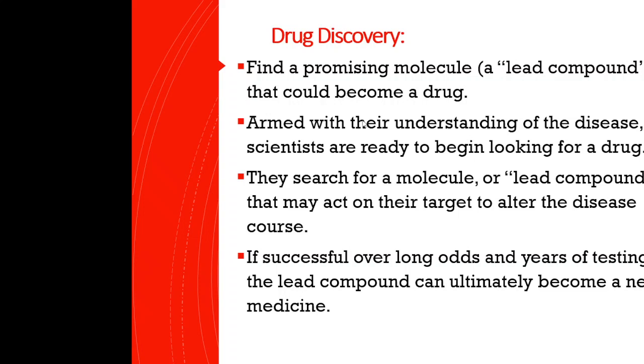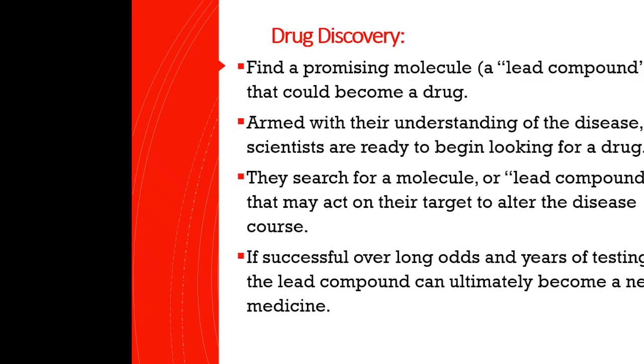Armed with an understanding of the disease, scientists are ready to begin looking for a drug. They search for a molecule or a lead compound that may act on the target to alter the disease course. So protein A is the real agent for the disease. Then we are going to find anything that will be able to influence this protein A in an inhibiting manner, so that we will be able to suppress the disease. This step is known as drug discovery.